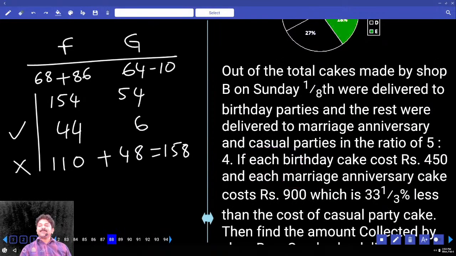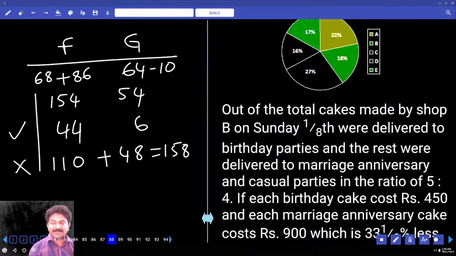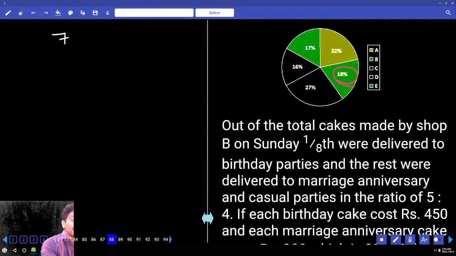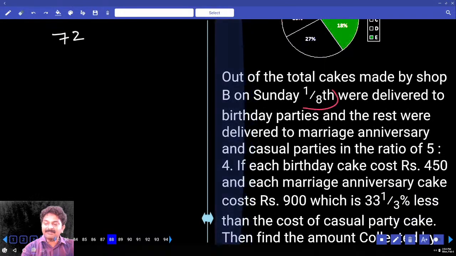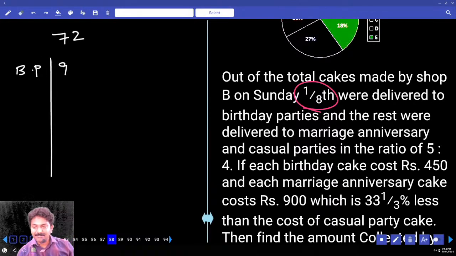Out of total cakes made by shop B on Sunday, 1/8 were delivered to birthday parties. So now here we were asked to calculate some money, so we definitely need to go for conversion. Shop B, what percent do we have? 18%. 18, double double, 72. So we have total 72. Out of them, 1/8 were delivered to birthday parties. 1/8, how many? 9 were sent to birthday party.